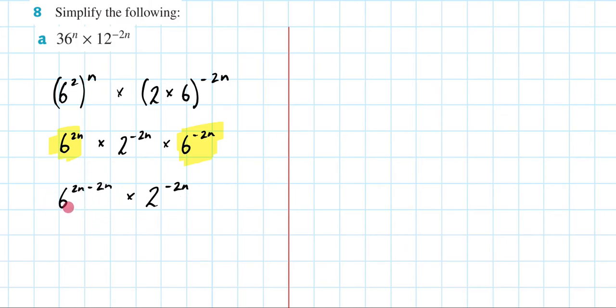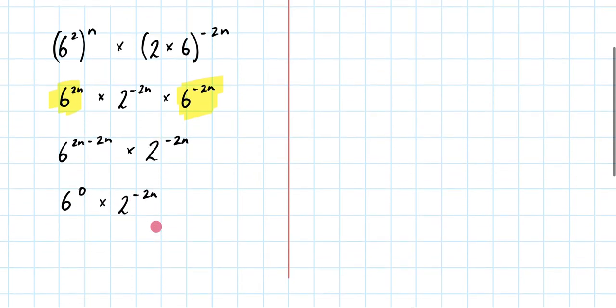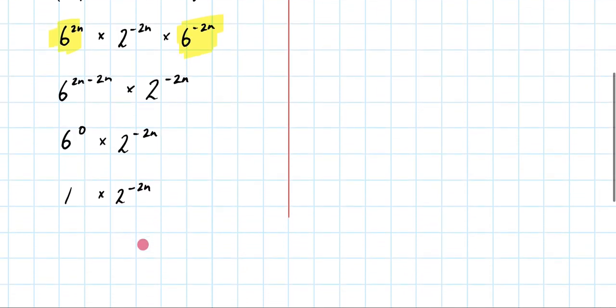So that right there is going to be 2n minus 2n, is 6 to the 0 times 2 to the negative 2n. And we know anything raised to the 0 is simply going to be 1. So it's going to be 1 times 2^(-2n), which means my final answer is going to be, drum roll, 2^(-2n). And that's my final answer right there. So the aim of the game is making sure that you can get similar bases.